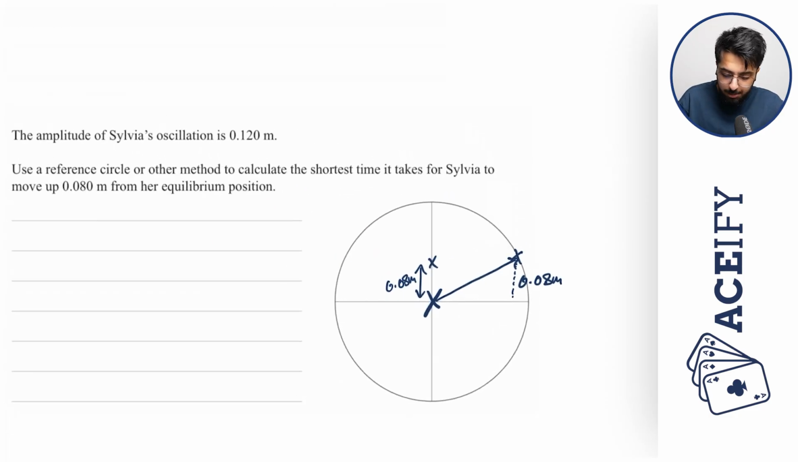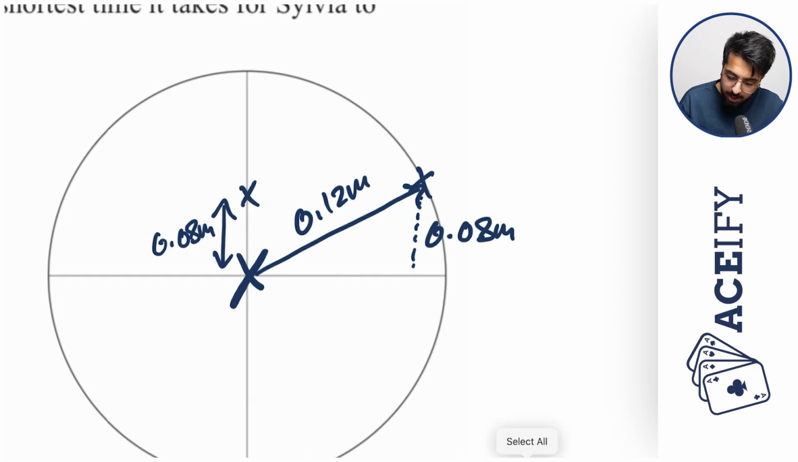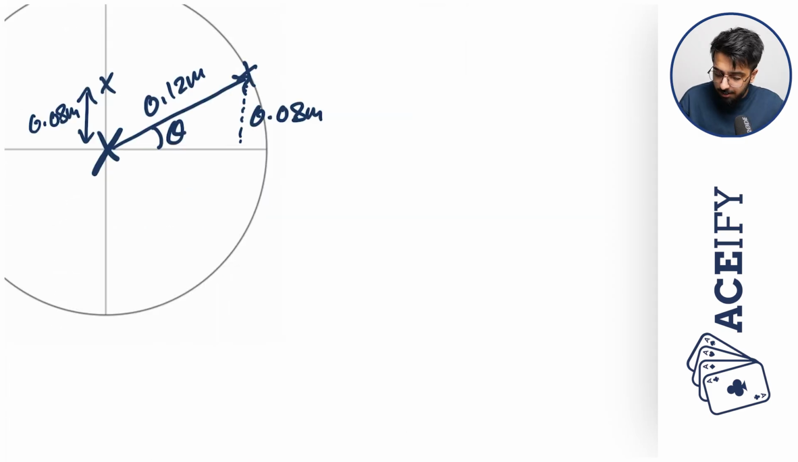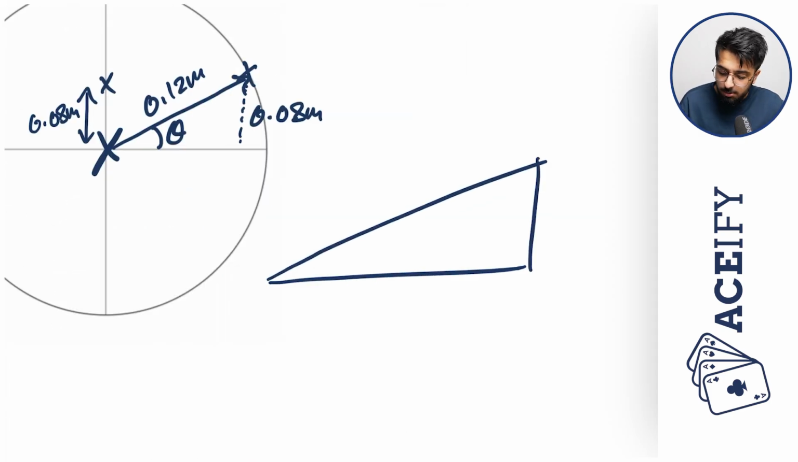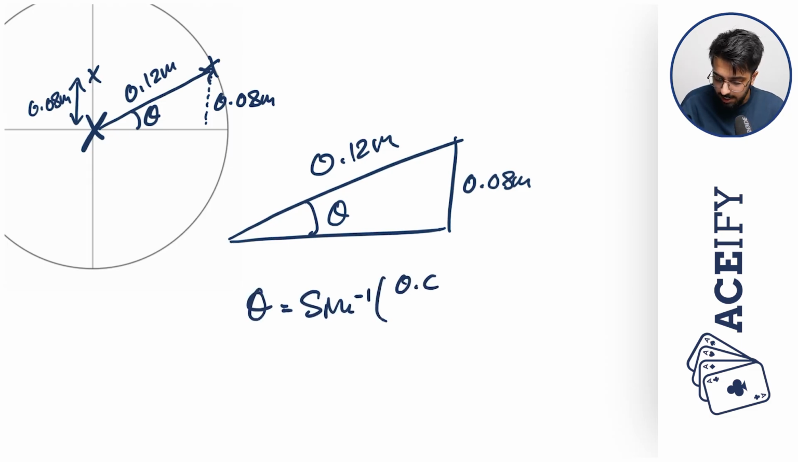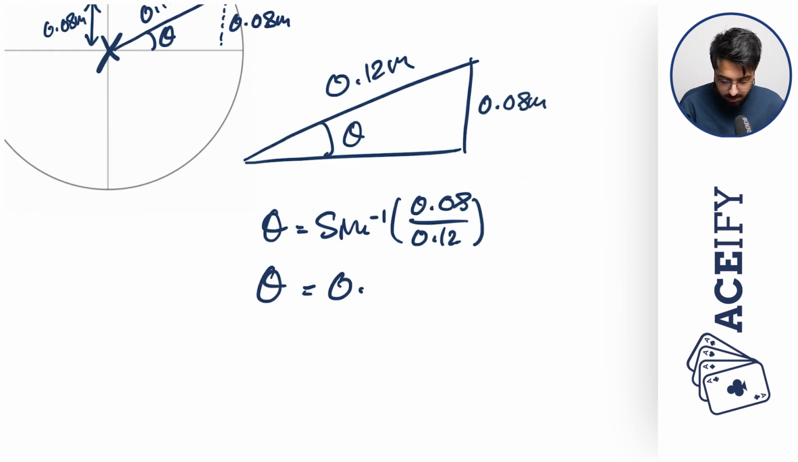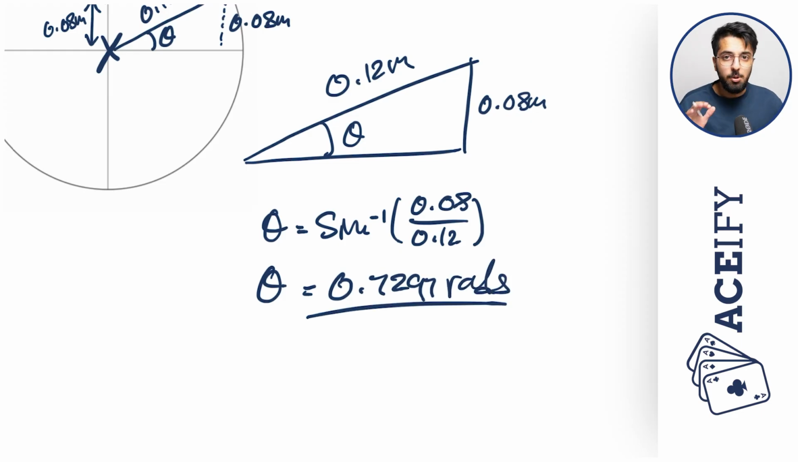As we know, the amplitude is 0.12 meters, and so this radius is 0.12 meters. And we have an angle theta right here. We can draw out that right angle triangle bigger to make it easier to work with. So we have theta here, 0.12 meters, and this is 0.08 meters. And now we can calculate our theta. We know our theta is equal to the inverse sine of 0.08 all over 0.12, and this gives a theta value of 0.7297 radians. Again, when you're working with a reference circle, always work in radians.